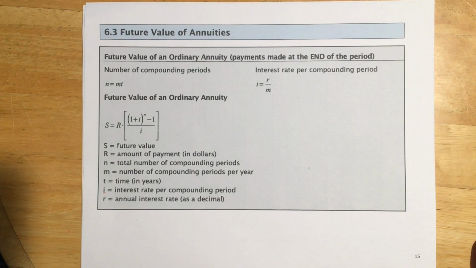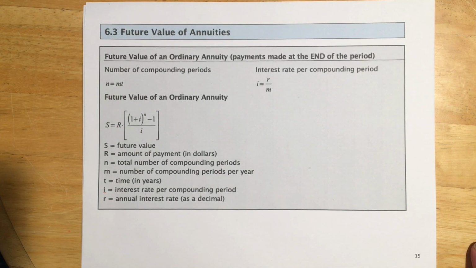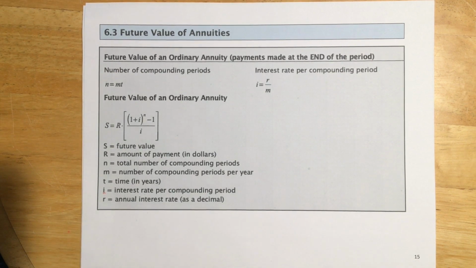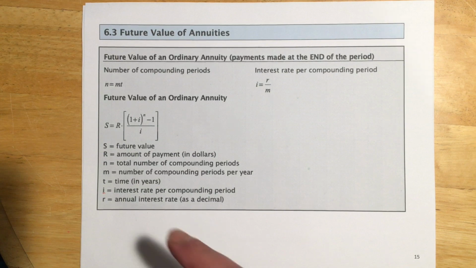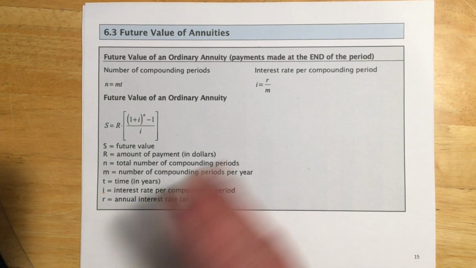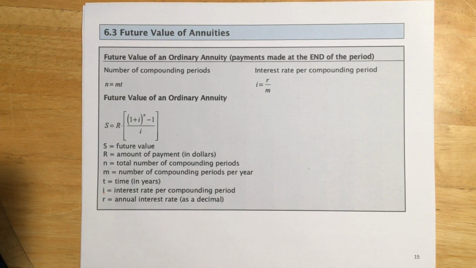Hey all, so this is section 6.3 for Math 116, and this is future value of annuities. In 6.3 and 6.4, we're going to see these things called annuities, and the distinguishing factor of these is that they have payments. So when we see payments, that means we're doing some version of annuities.